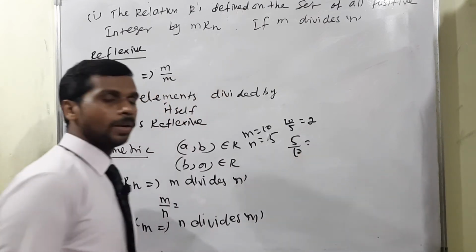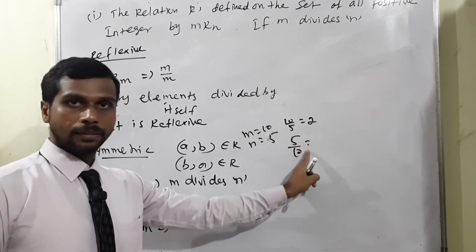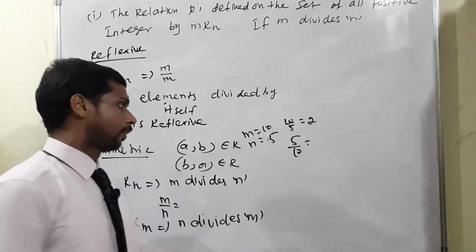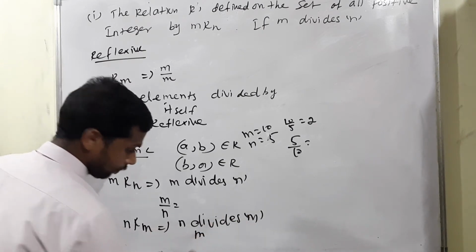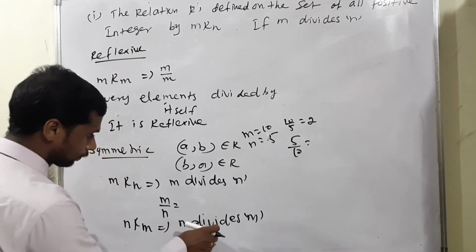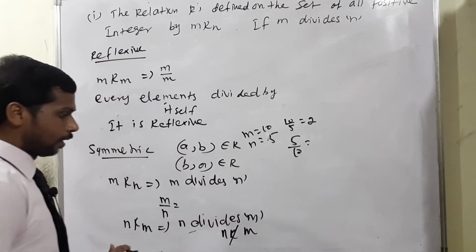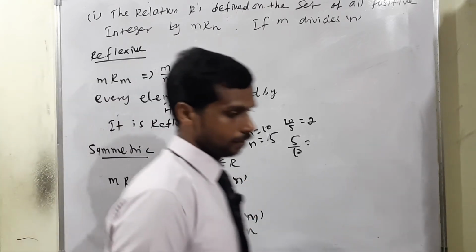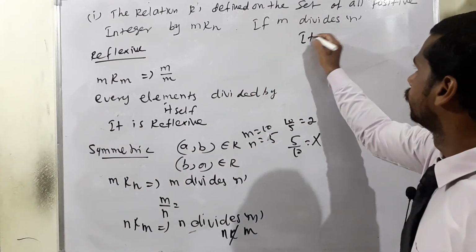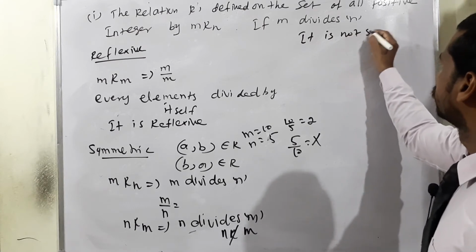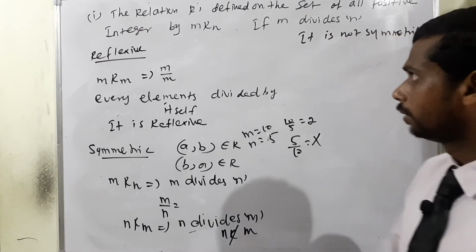So n divides m means 5 by 10. We will get some fraction value, isn't it? Therefore, definitely we can say n does not relate to m. Therefore, it is not symmetric, because we get a fraction term.